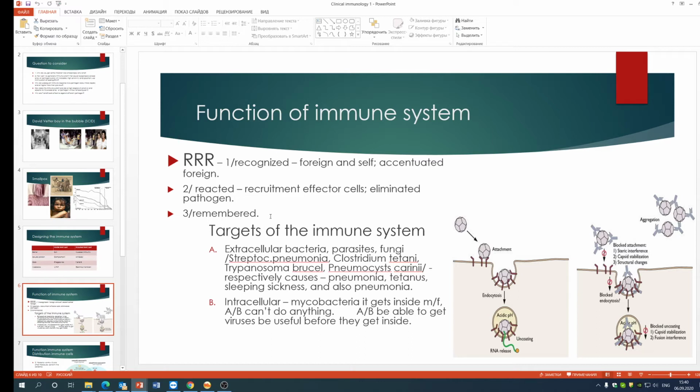Targets of the immune system are extracellular bacteria, parasites, and fungi. For instance, Streptococcus pneumoniae, Clostridium tetani, Trypanosoma brucei, and Pneumocystis carinii respectively cause pneumonia, tetanus, sleeping sickness, and also pneumonia.